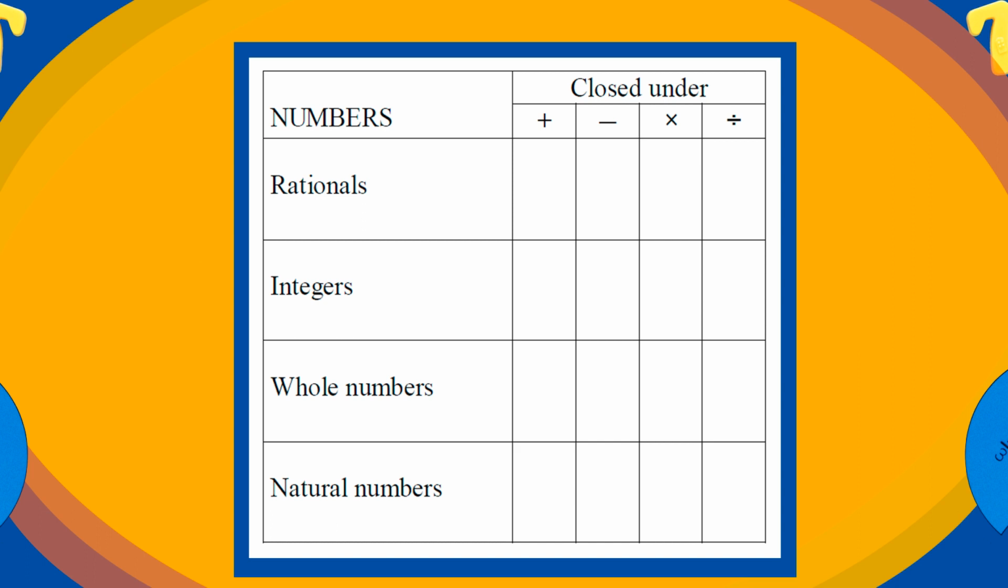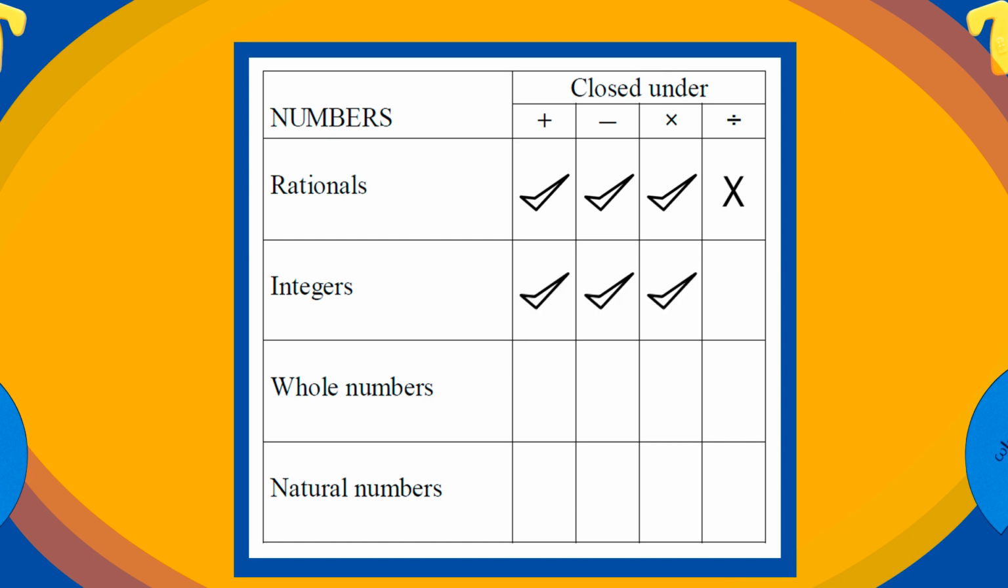Now, let us observe with respect to rational numbers. Rational numbers under addition, it is closed, therefore, a right mark is there. Under subtraction, it is closed, therefore, a right mark is there. Under multiplication, it is closed, therefore, a right mark is there. As we have seen, division is not closed, therefore, a cross mark is there.